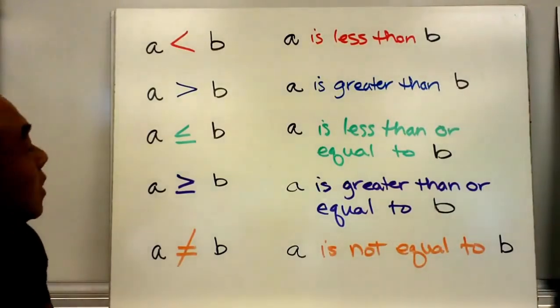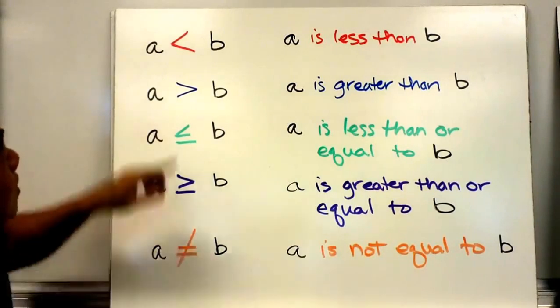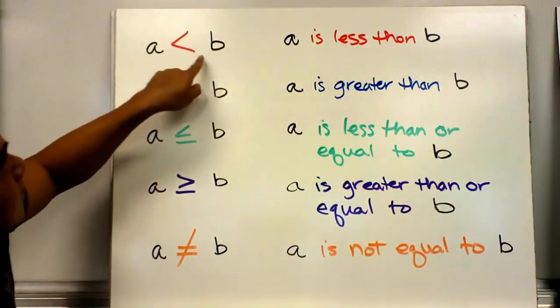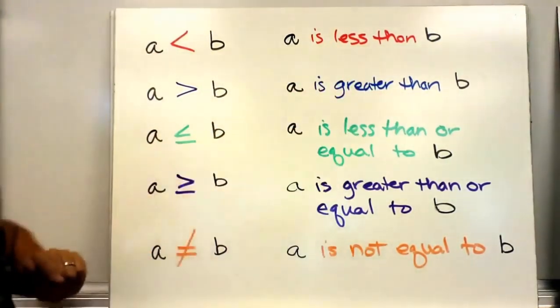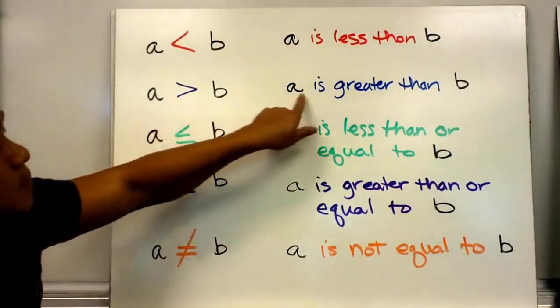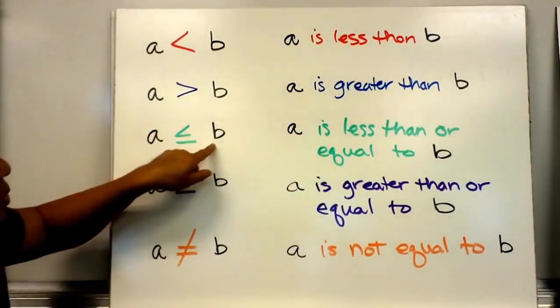So first of all, let's go over the certain type of symbols that you're going to see for today. So we're going to have a less than symbol. So this is A is less than B. The second symbol we're going to see is A is greater than B. A is less than or equal to B.